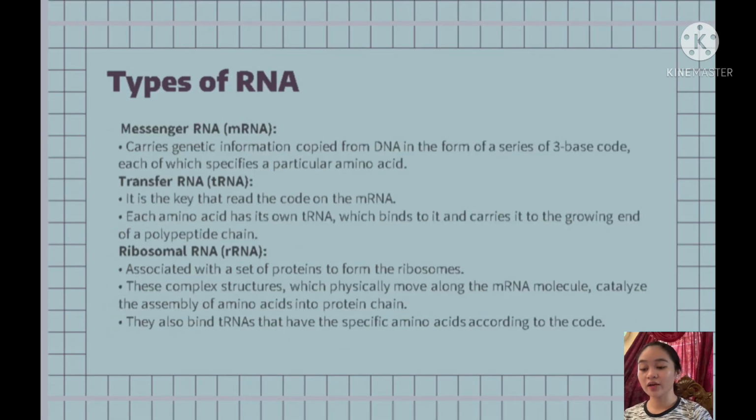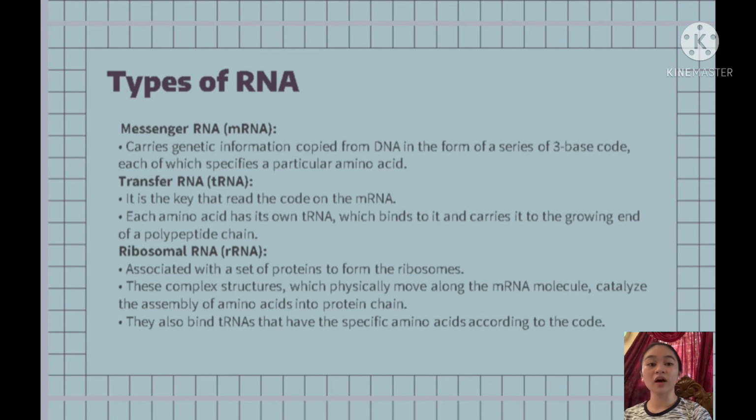Types of RNA. First, messenger RNA, or mRNA. mRNA carries genetic information copied from DNA in the form of a series of 3-base codes, each of which specifies a particular amino acid. Second, transfer RNA, or tRNA. tRNA is the key that reads the code on the mRNA. Each amino acid has its own tRNA, which binds to it and carries it to the growing end of the polypeptide chain.